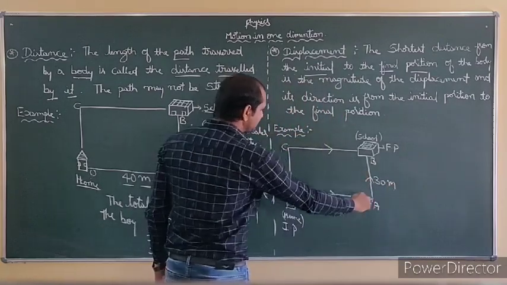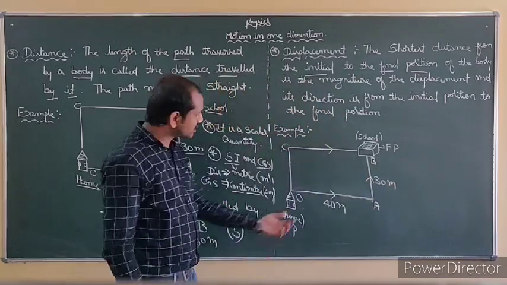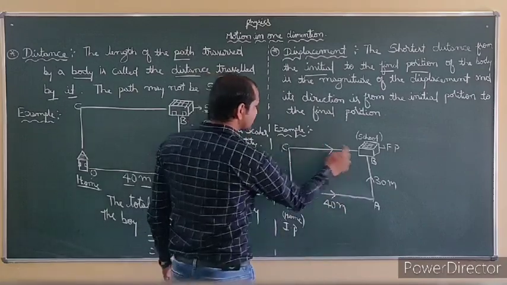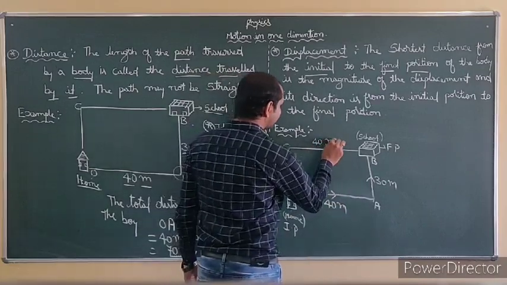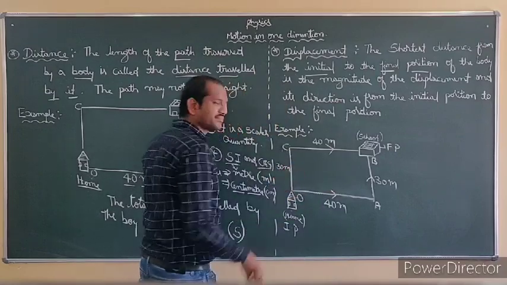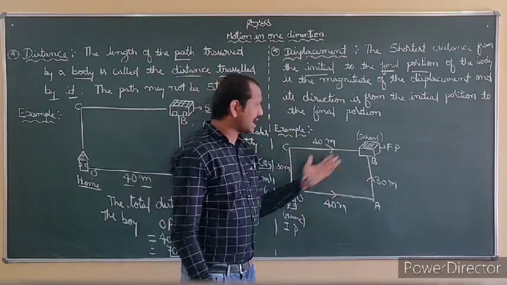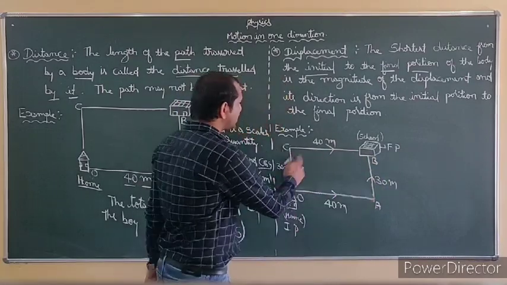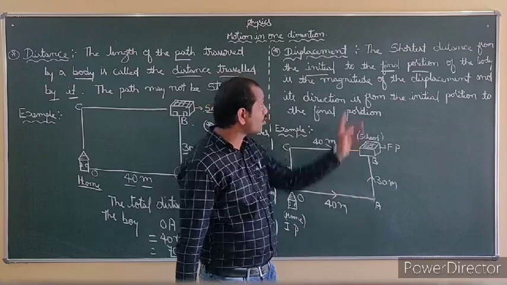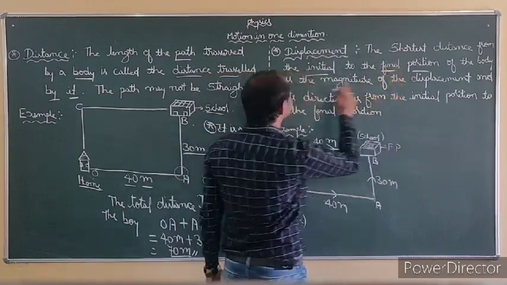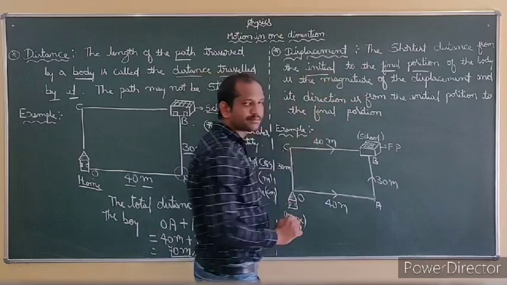Now can you see it is in a rectangular shape? We know that in a rectangle opposite sides are equal. Obviously CB will be 40 meter and OC will be 30 meter. If you go by any of the paths, the distance remains the same: 40 plus 30 is 70 meter, 30 plus 40 is 70 meter. But what actually is the displacement? The displacement is the shortest distance from the initial to the final position.